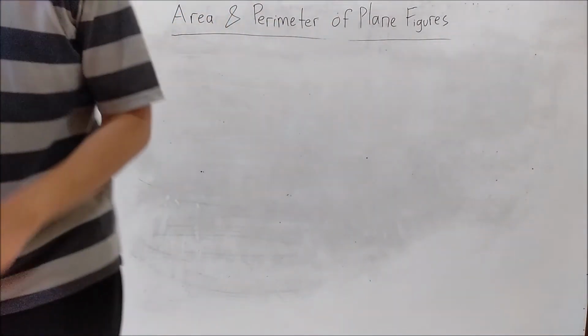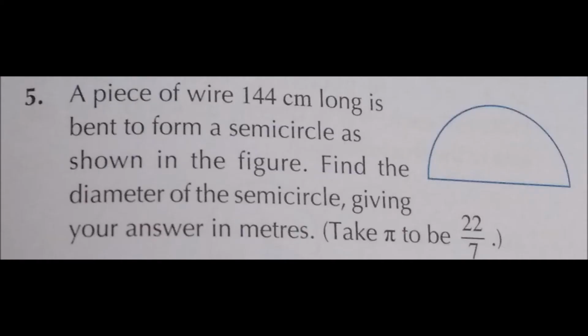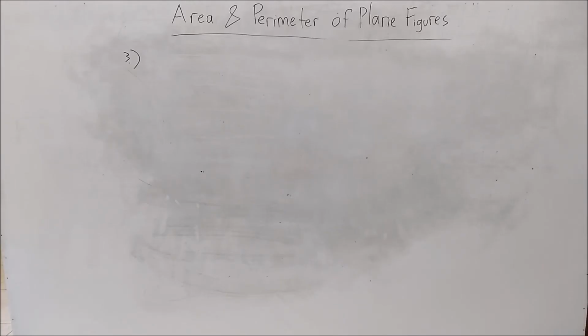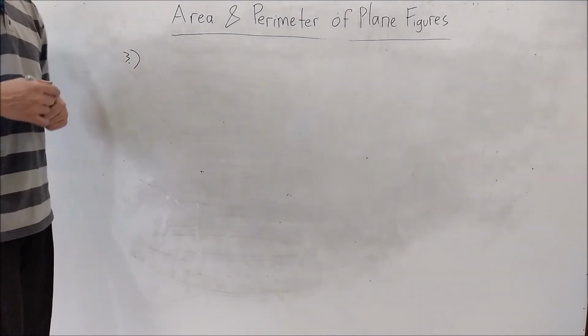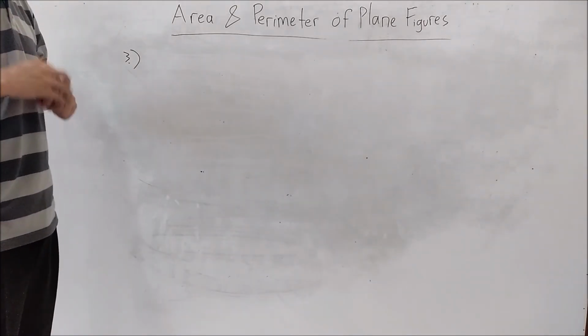The question in number 4 is, a piece of wire is 144 centimeter long, is bent to form a semicircle as shown in the figure. Find the diameter of the semicircle. Giving your answer in meter, take pi to be 22/7. Sometimes question is being nice to us. It tells us what should we take the pi as.